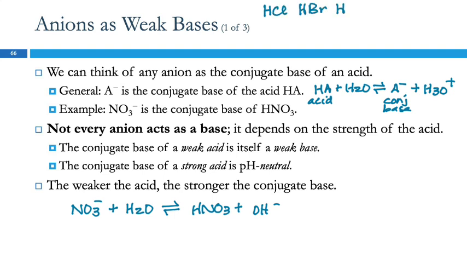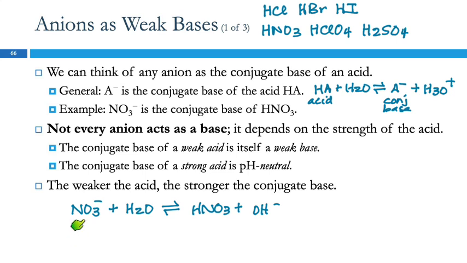Strong acids are HCl, HBr, HI, HNO3, HClO4, and H2SO4. There's just 6 of them. Strong acids. So there are 6 strong acids, and you just have to memorize them. There's only 6 of them. You can do it. Right?